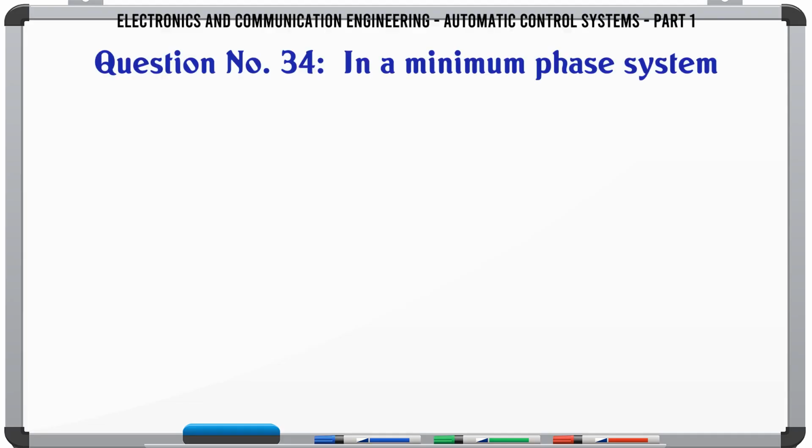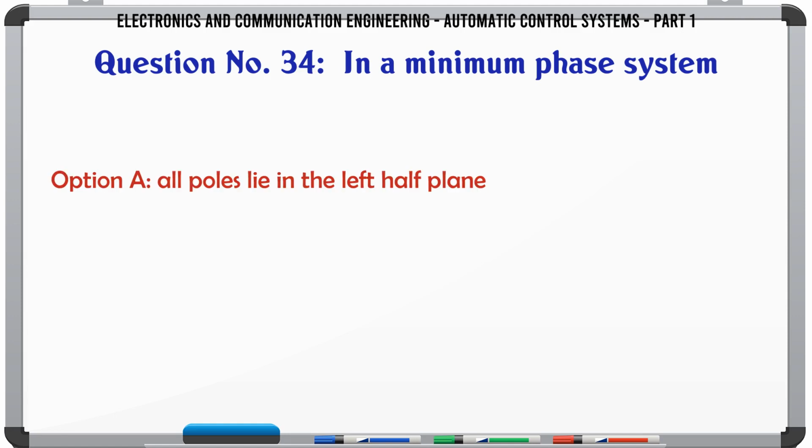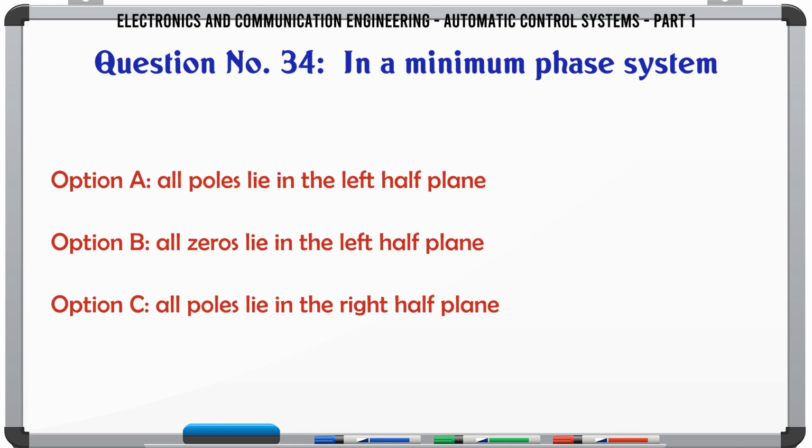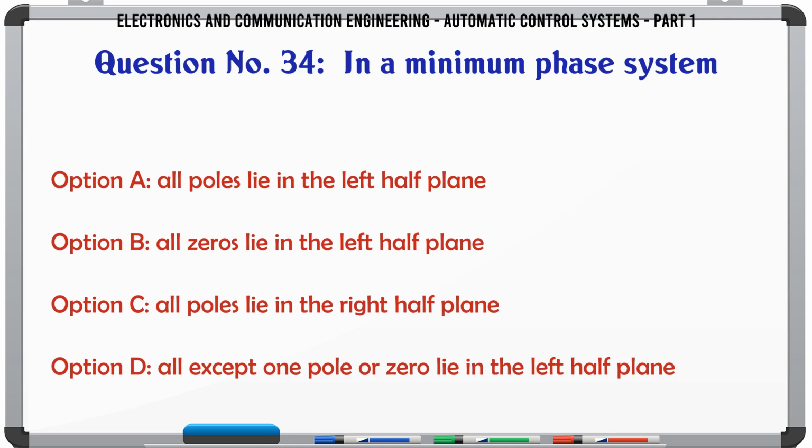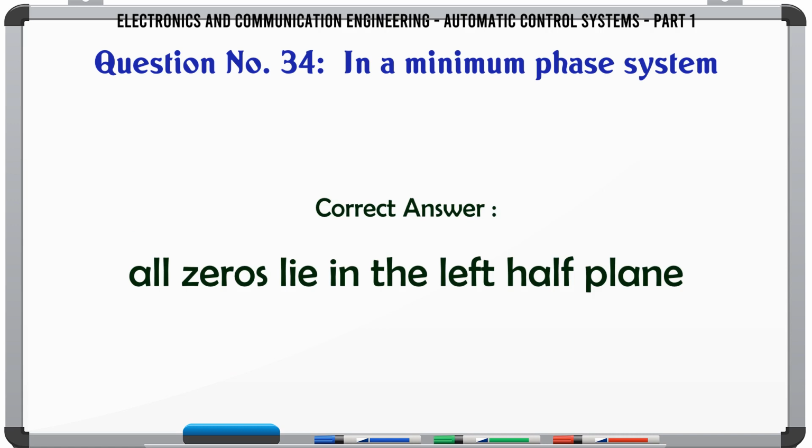In a minimum phase system: A, all poles lie in the left half plane; B, all zeros lie in the left half plane; C, all poles lie in the right half plane; D, all except one pole or zero lie in the left half plane. The correct answer is all zeros lie in the left half plane.